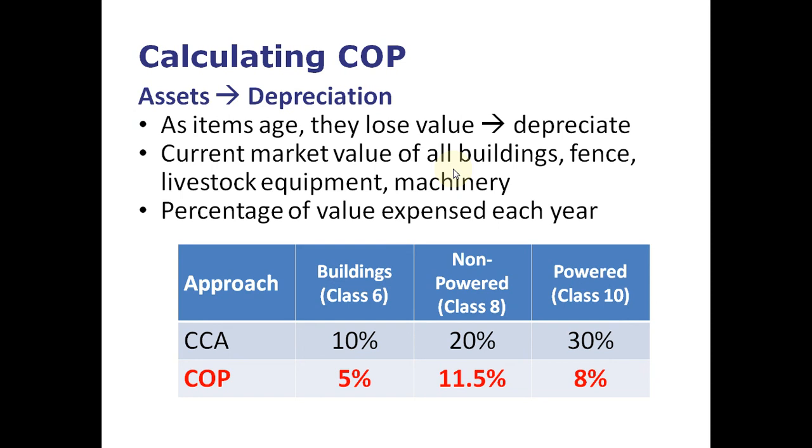So in the table at the bottom of the slide, you'll see cost of production, COP, in red. For buildings, 5% of the current market value is expensed each year. Non-powered machinery is 11.5%. Powered machinery, 8%. And I also usually put livestock equipment under the buildings category at 5%.